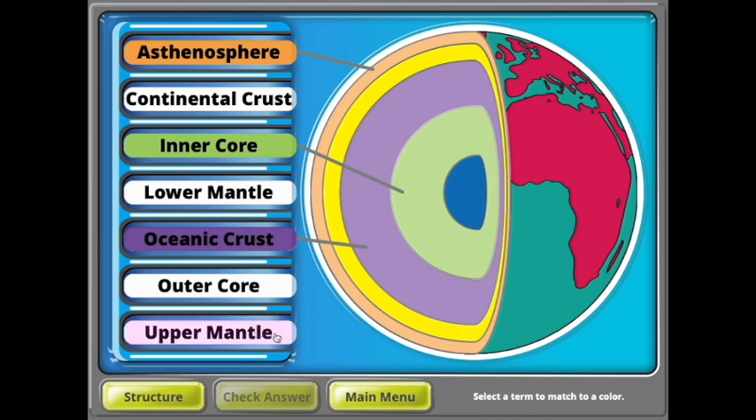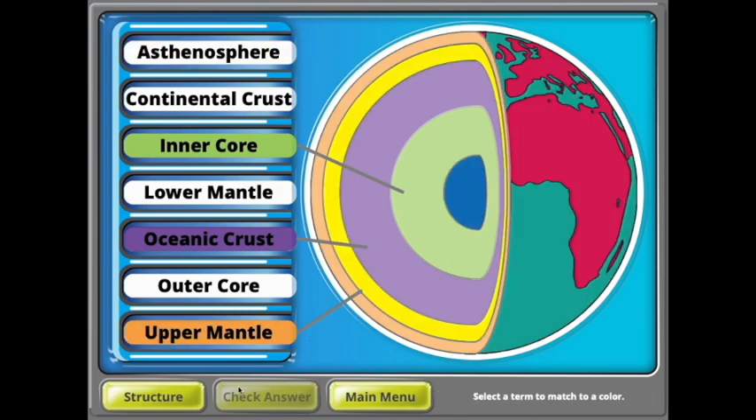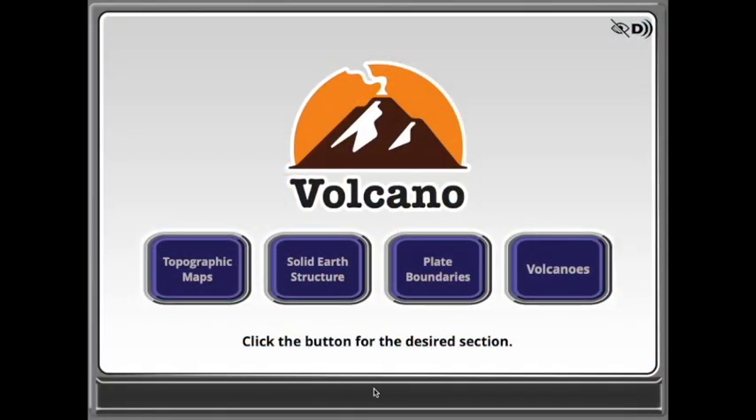Select the Check Answer button to evaluate your responses. Again, select the Main Menu button to complete other parts of this simulation. Choose the Plate Boundaries button.